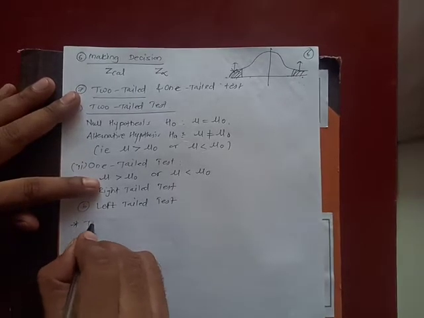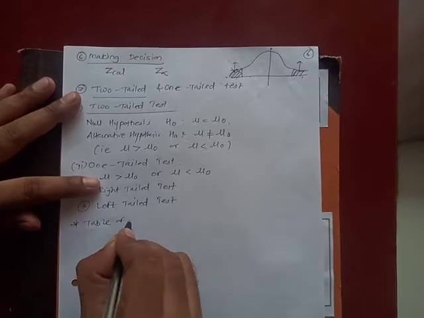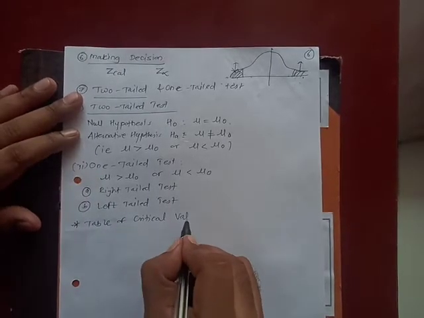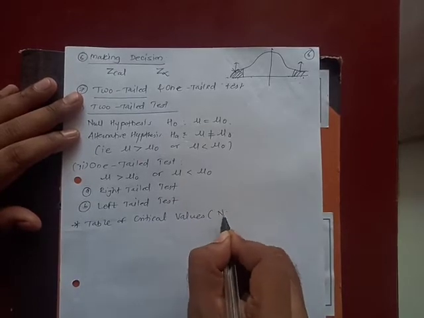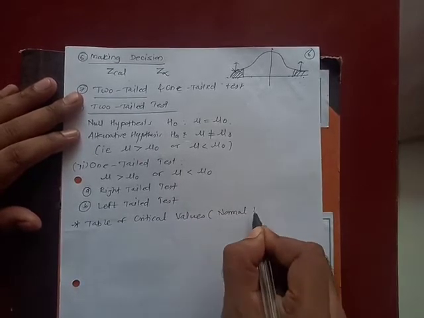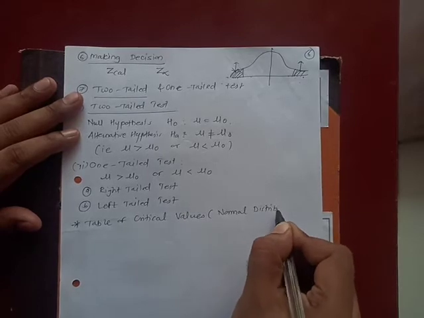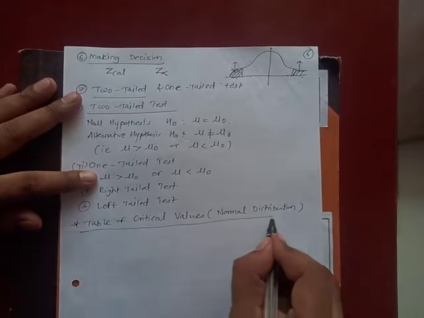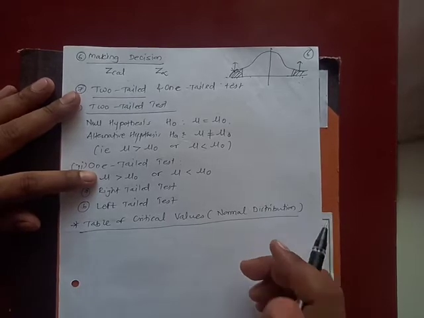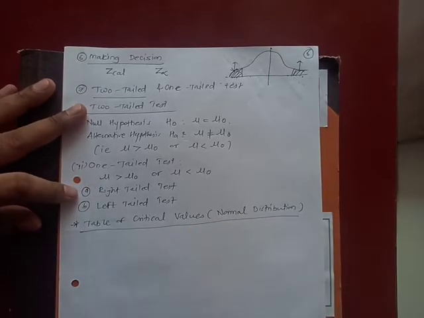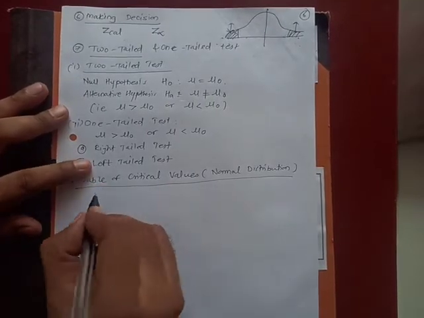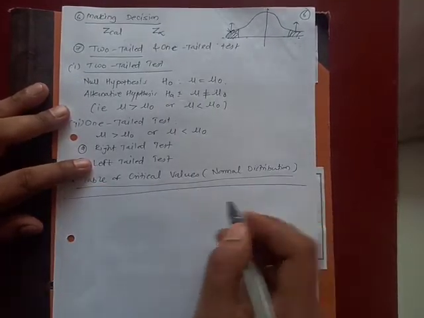Table of critical values. This is for the normal distribution. Note that in this module, or this last sample test, we are going to use the Z test only, right? So let us write down the table first.